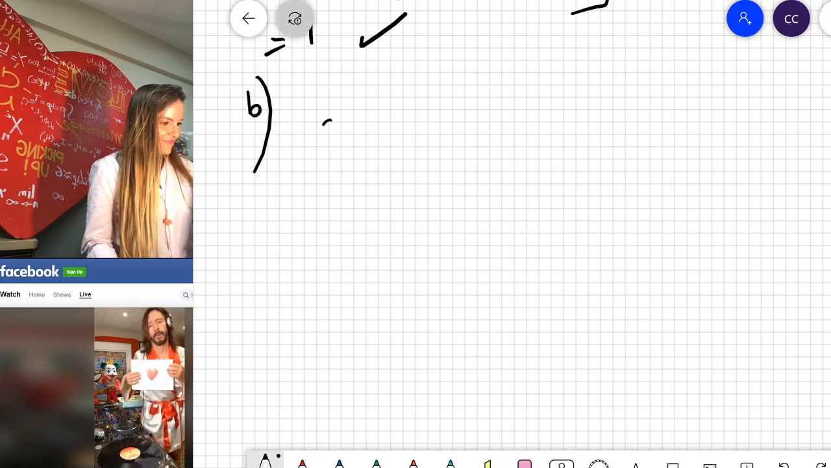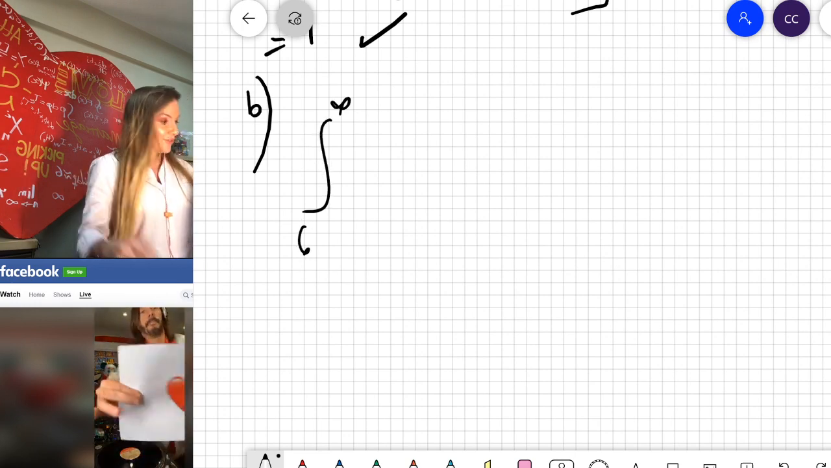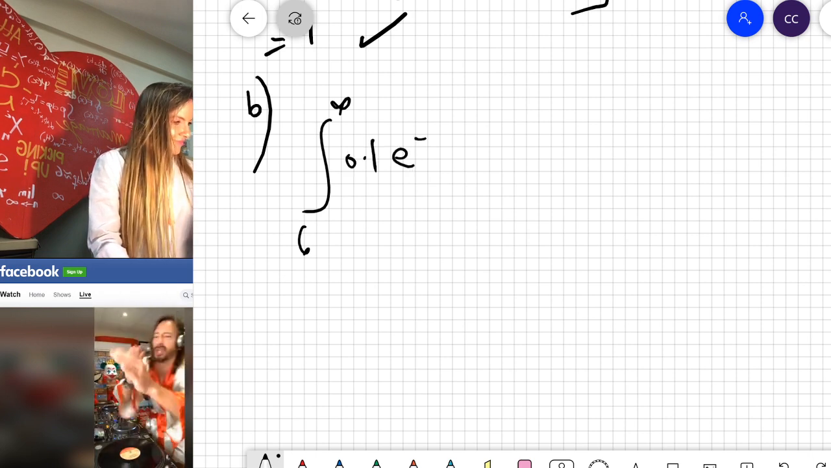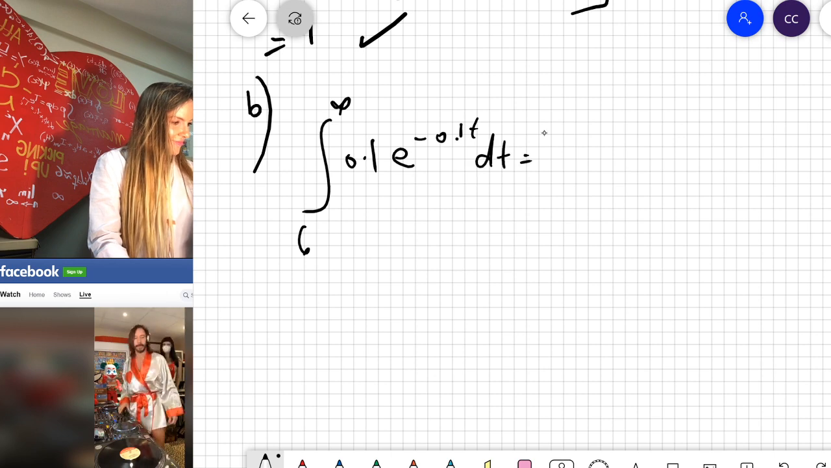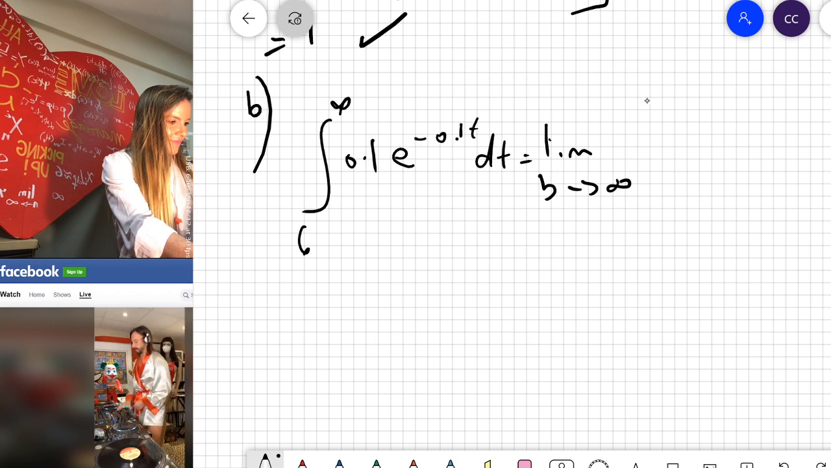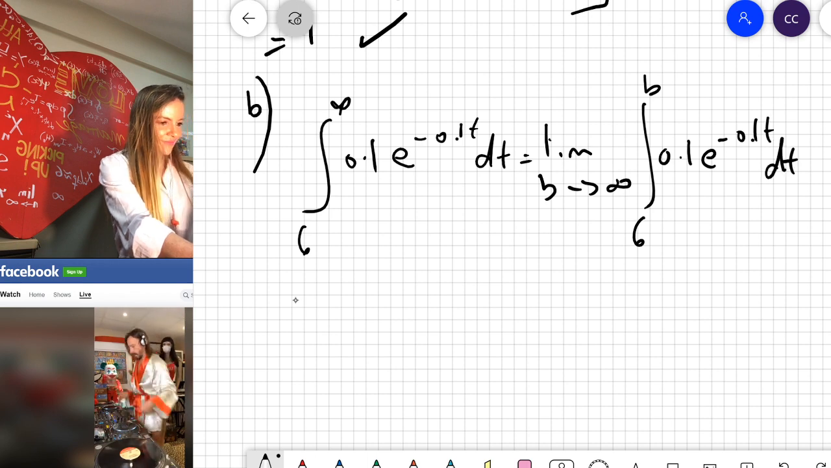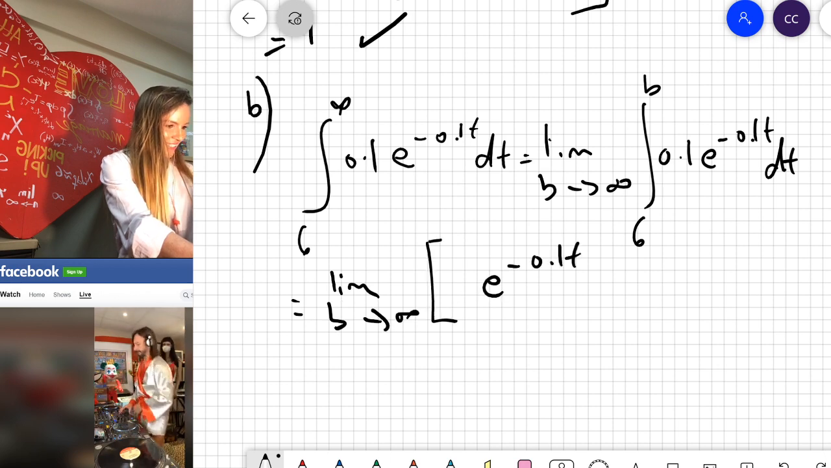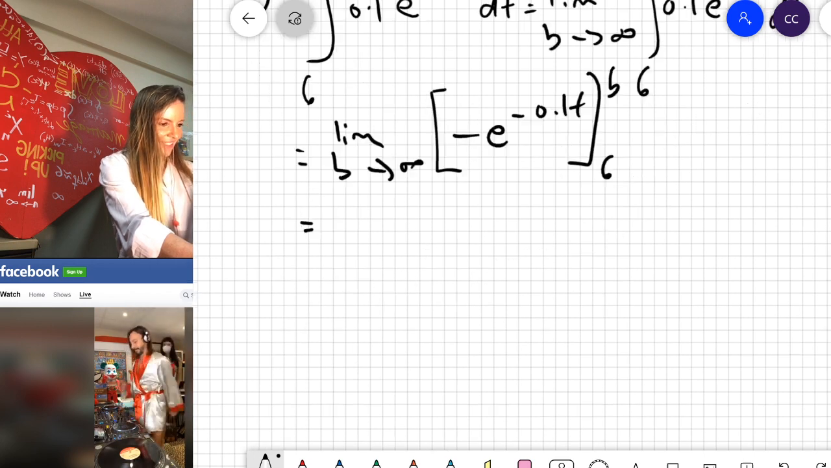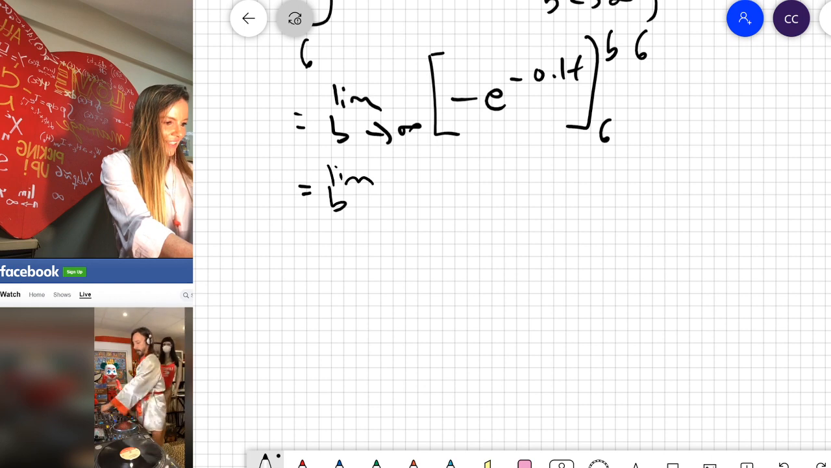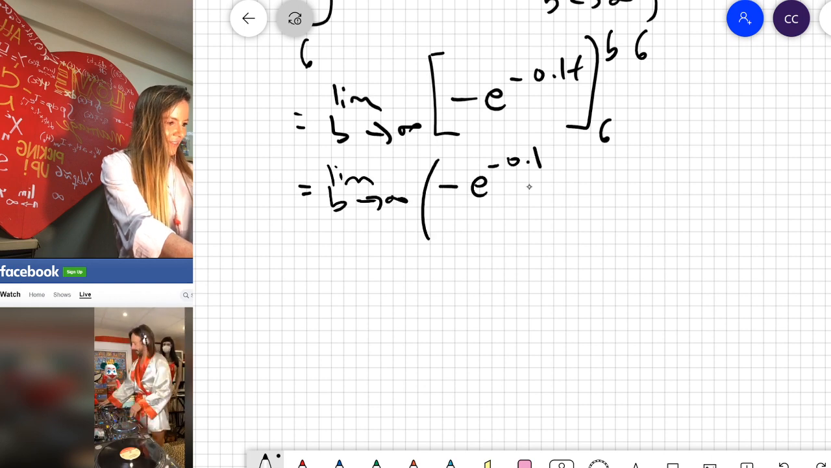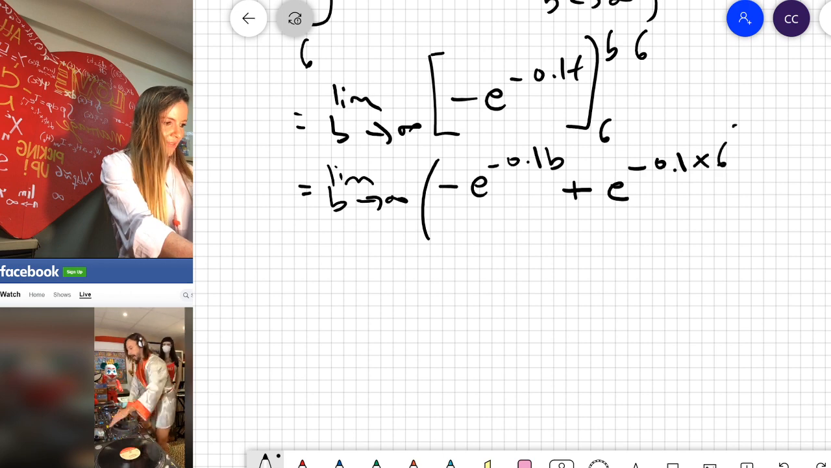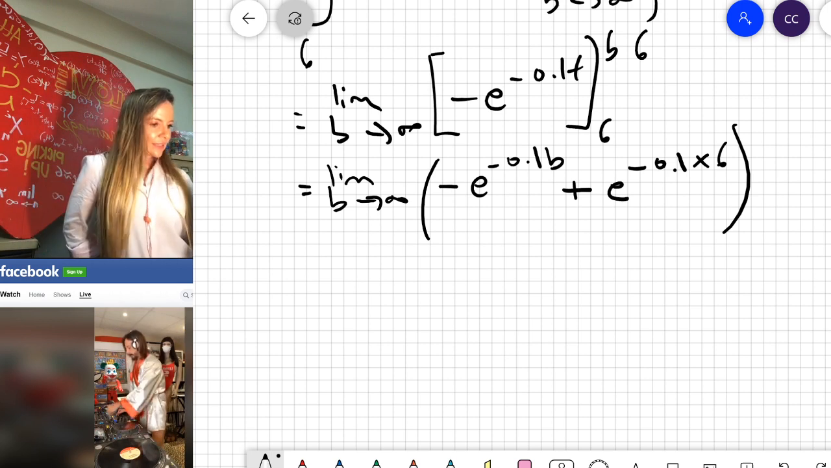Over 6, just 6 to infinity. As B goes to zero.